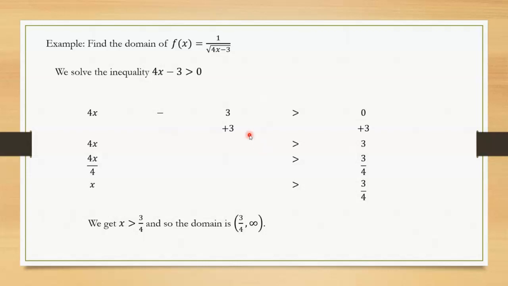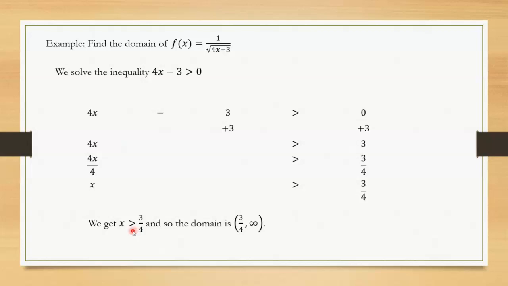You're adding 3 to each side, right? You have 4 times x greater than 3, as you can see. Then you divide both sides by 4. Doing so, we get x on the left, right? Again, we're dividing by 4, a positive, so we don't flip the inequality. We get x is greater than 3 over 4.